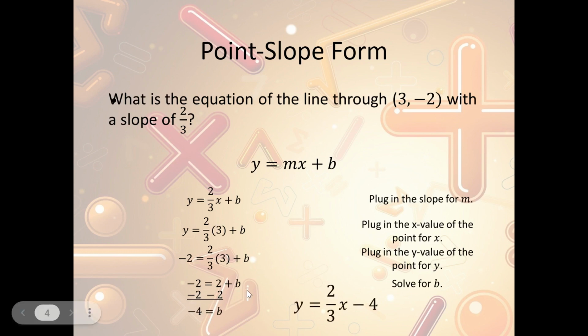Now we can put that into the equation. So we have y equals 2/3, because that was our slope, x, and b is -4, so that's our equation.